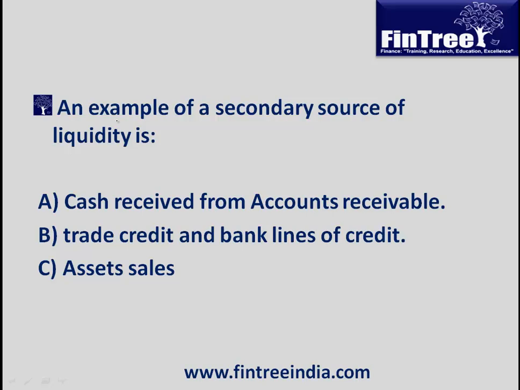Now this is a question. An example of secondary sources of liquidity is: option A, cash received from accounts receivable; option B, trade credit and bank lines of credit; and option C, asset sales. And of course the answer is asset sales. This is the secondary source of liquidity, which means A and B are primary sources of liquidity. A is very obvious, cash received from accounts receivable, and B, trade credit and bank lines of credit.